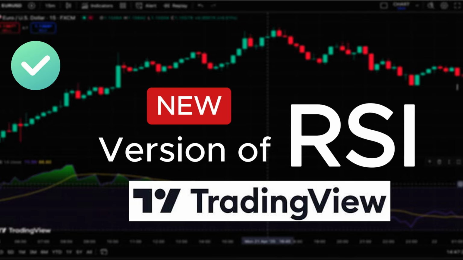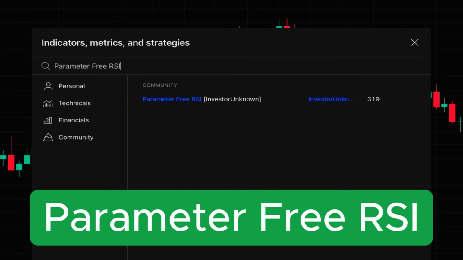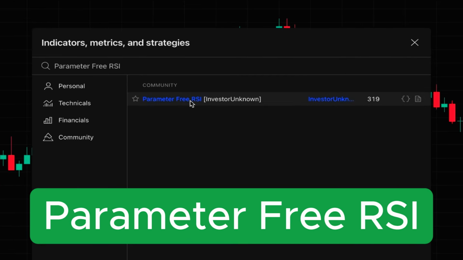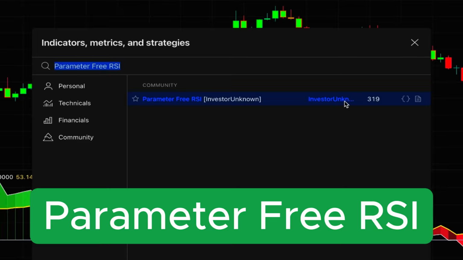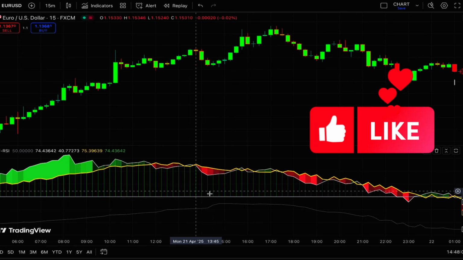And the good news is that recently a new version of RSI is published on TradingView that has this excellent characteristic. To add it to your chart here, you just need to click on indicators and search parameter-free RSI, this one, which is written by someone named Investor Unknown. Alright, this is the indicator, and as you can see, it is added here below the chart.